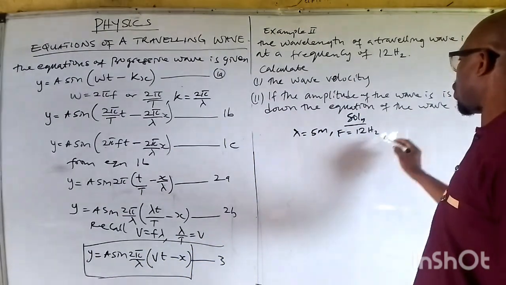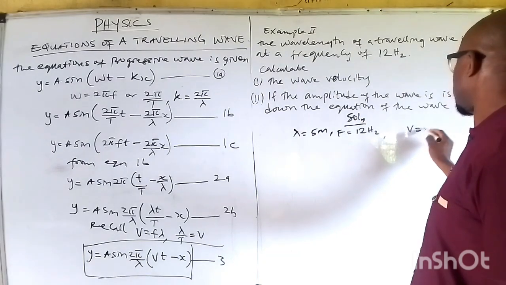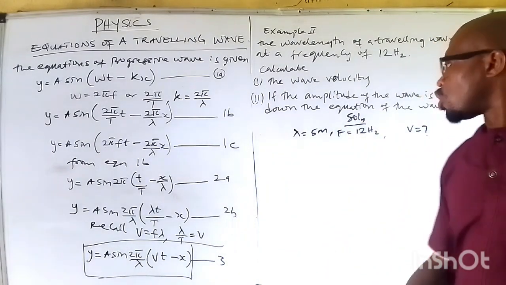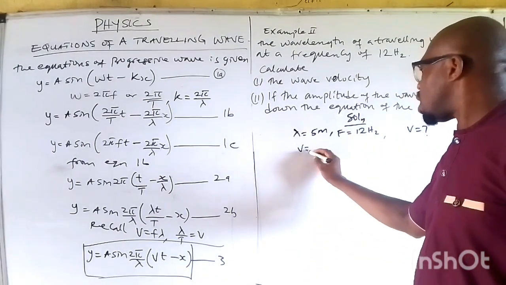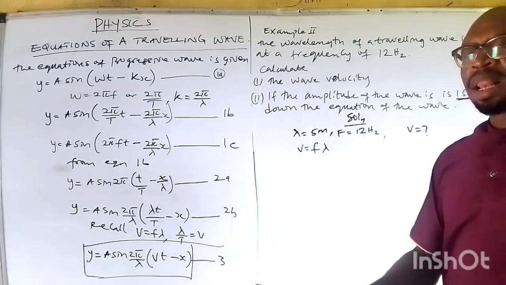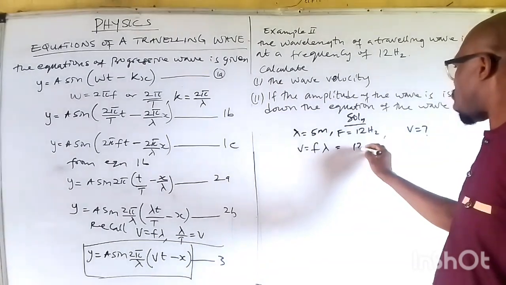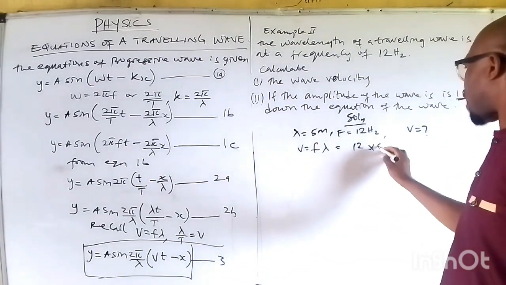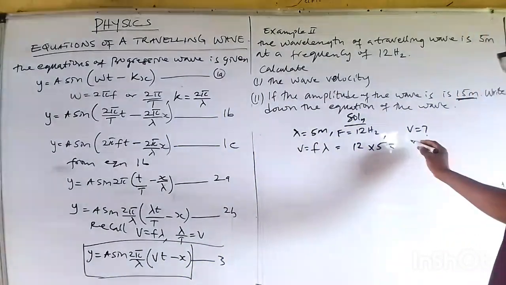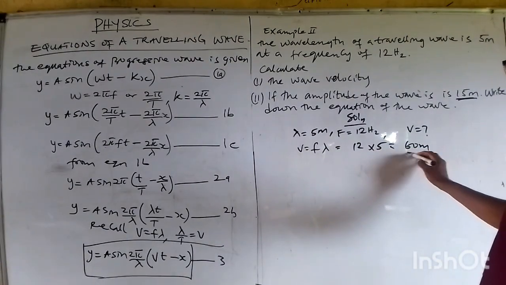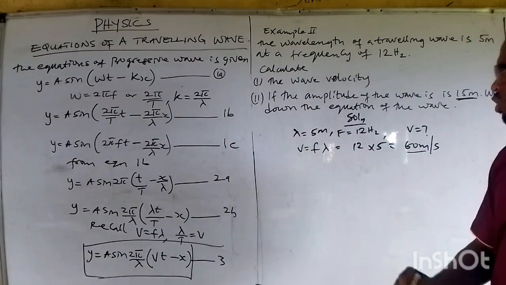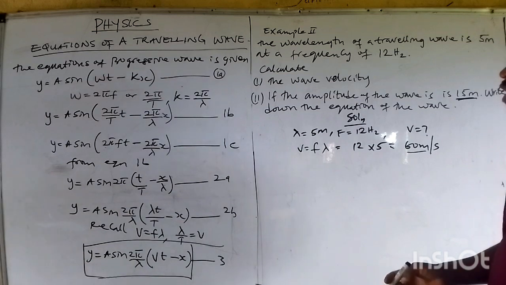And we're asked to calculate the velocity of the wave. So, of course, we know that velocity is f lambda. And it will give us f is 12 times lambda, which is 5. 12 times 5 is 60 meters per second, which is the wave velocity.